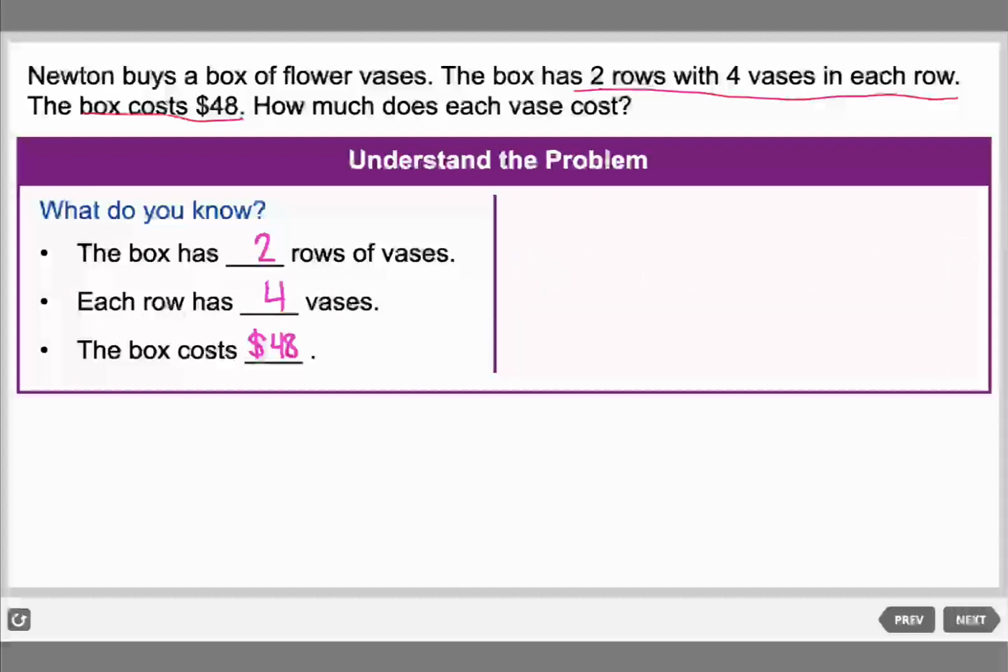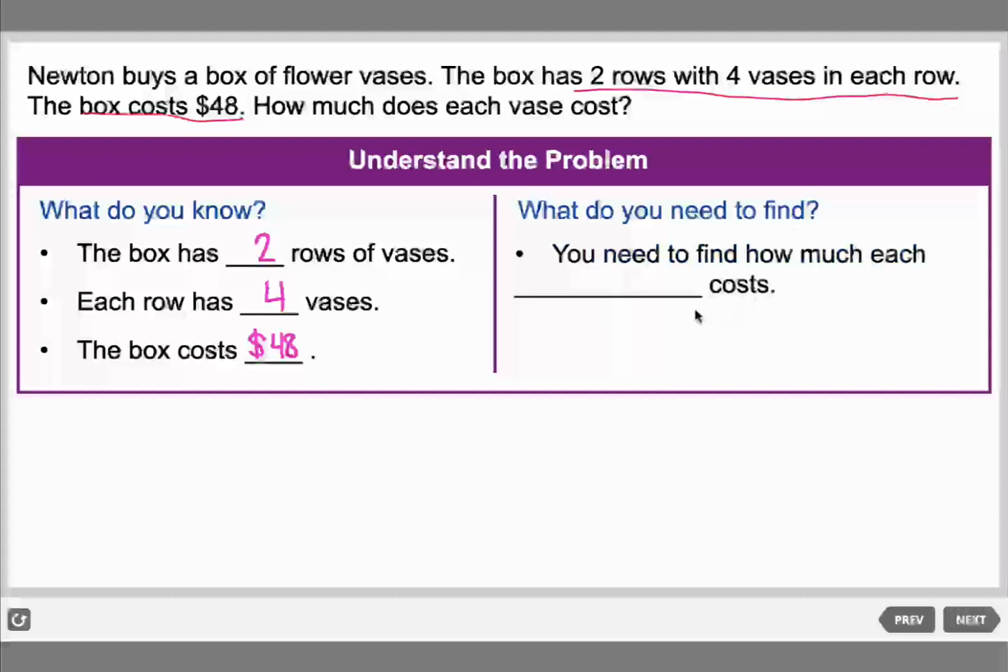Now, let's see what you need to find. What do you need to find? You need to find how much each what costs, the price of each what, the cost of each what? Chaza. The cost of each vase. So now we understand the problem. We know what we have and what we need to find.